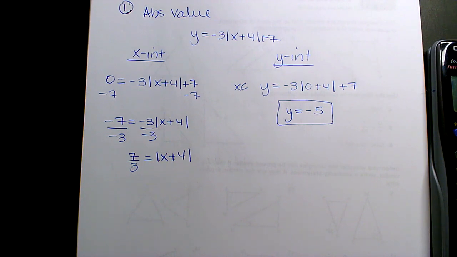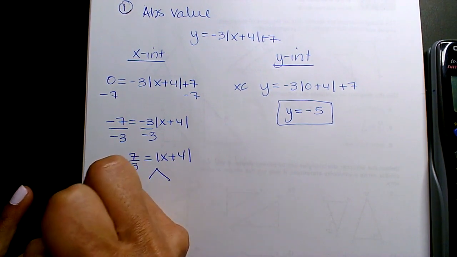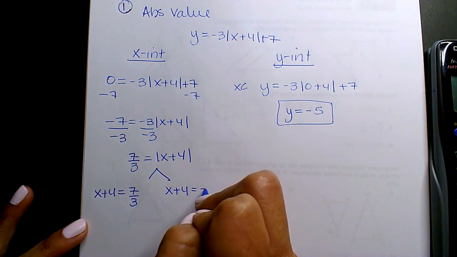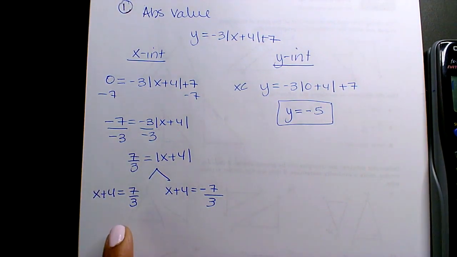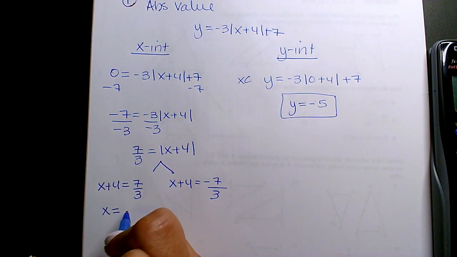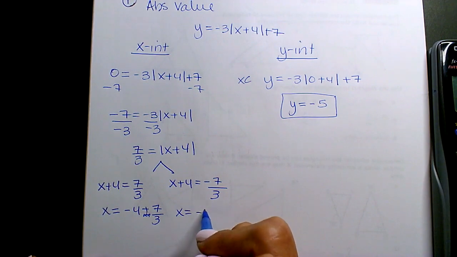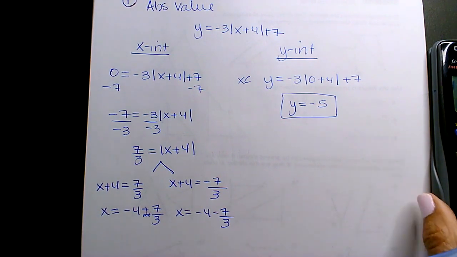So we're going to do the +7/3 and the -7/3. So x plus 4 equals +7/3, and x plus 4 equals -7/3, because we're to the right of the origin and to the left of the origin. And then just inverse operate the 4. Oh wait, +7/3, I was doing the two cases already, sorry. And then you just throw that in.